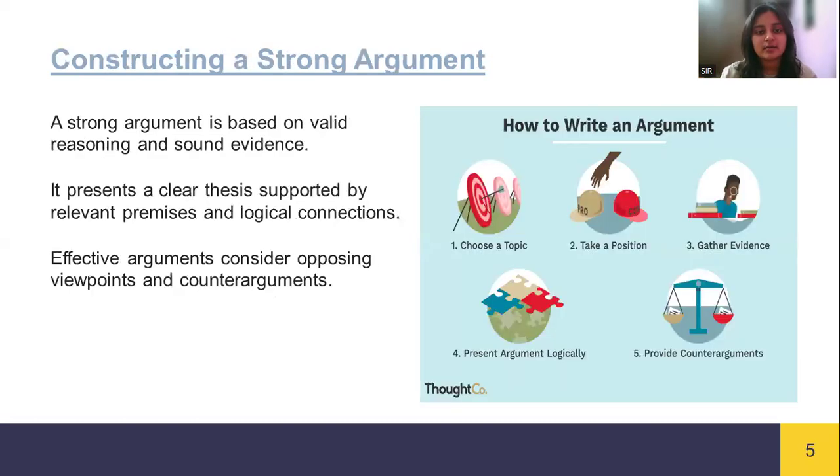Constructing a strong argument. A strong argument is based on valid reasoning and sound evidence. It presents a clear thesis supported by relevant premises and logical connections. Effective arguments consider opposing viewpoints and counter arguments. How to write an argument: choose a topic, take a position, gather evidence, present the argument logically, and provide counter arguments.